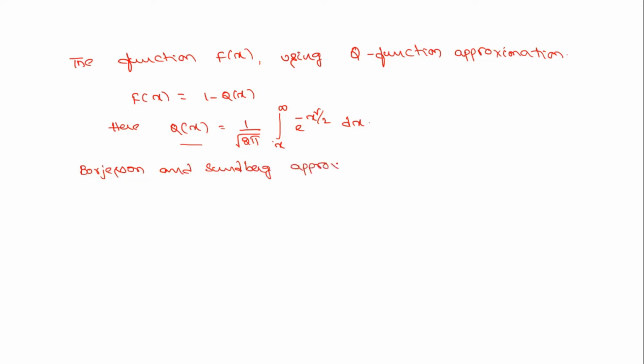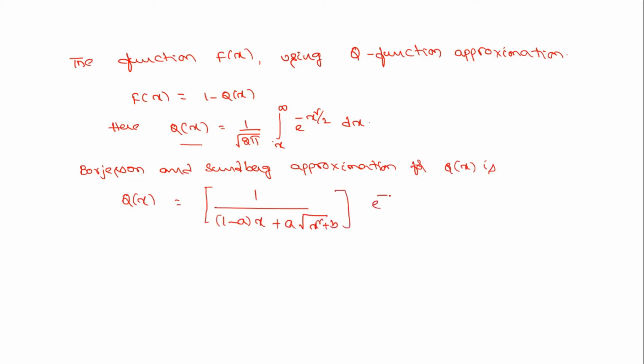Approximation for Q function is: Q of x is equal to 1 divided by (1 minus a)x plus a root of x square plus b, times e to the power of minus x square by 2 divided by root 2 pi, for x greater than or equal to 0. So this is the approximation given for the Q function.